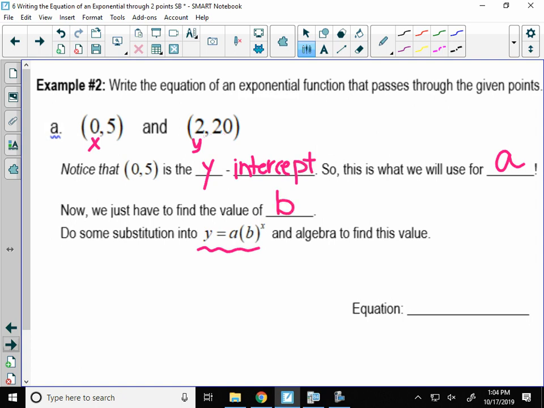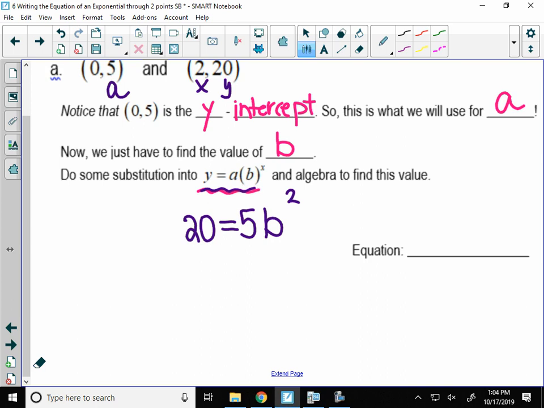Alright, so let's use a similar process to what we did up above with the line. Let's see. I know this 5 here, that's the A. I don't know where I wrote X and Y up there. I meant X and X, but that's fine. Anyways, sorry. I'm on a roll today too, I guess. Alright, 5 is my A. This 2 and 20 are an X and Y. So I'm going to substitute those values into this exponential equation. So I'll write 20 equals, I know my A is 5 times B, which I don't know, to the X. And then I just solve for B.